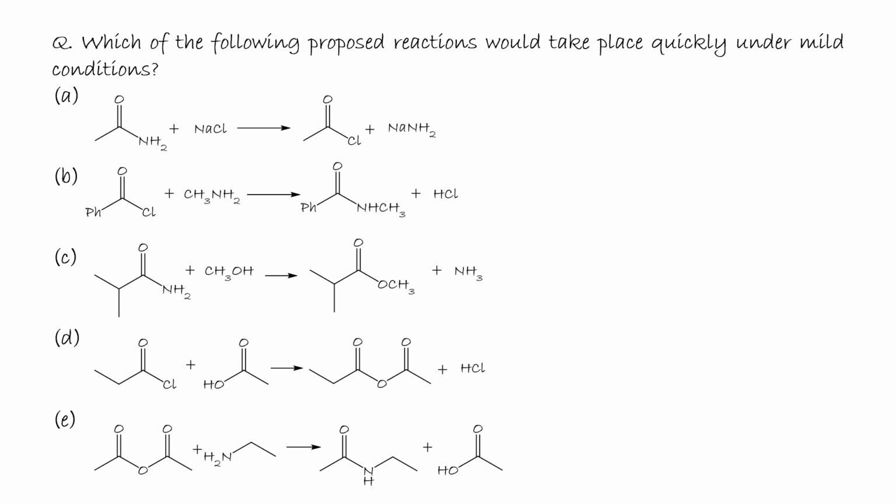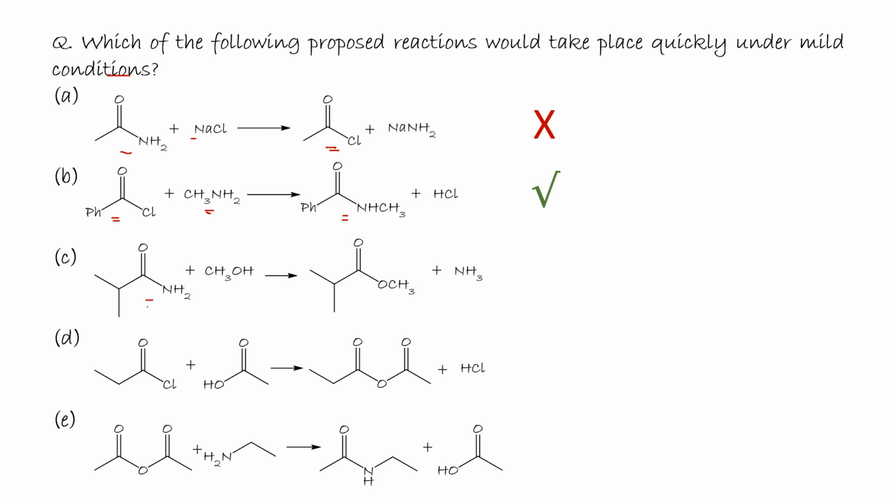Which of the following proposed reactions would take place quickly under mild conditions? Amide with sodium chloride to give sodium amide and acyl chloride. Which is more reactive? Of course, the acyl chloride is more reactive than the amide, so this reaction will not take place. Acid chloride with methylamine to give amide. Well, acid chloride is more reactive than the amide. This reaction will take place.